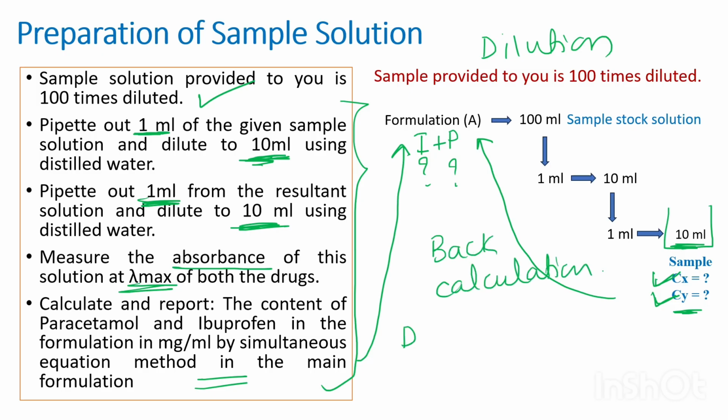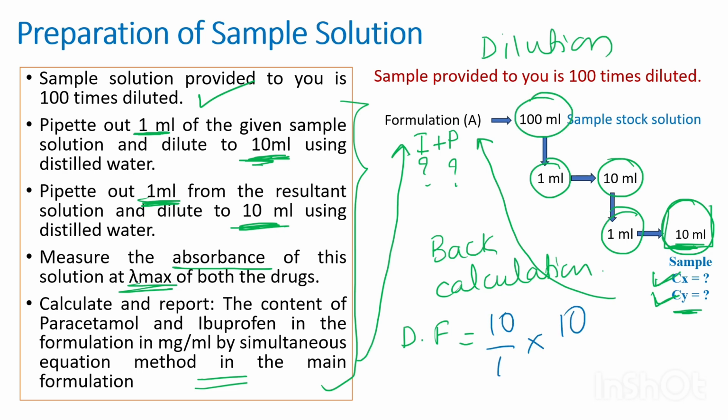For back calculation we require the dilution factor. I have uploaded a separate video on dilution factor, which you can also refer to. Here you can see the dilution factor is 10 by 1 into 10 by 1 into 100. So basically this is 100 into 100. This is the dilution factor, which we will use during calculation.